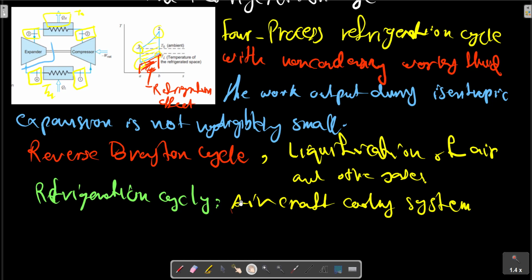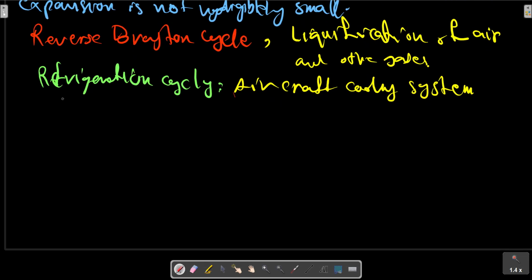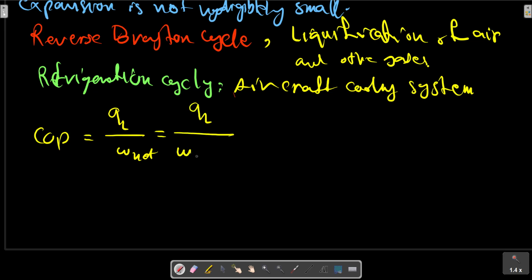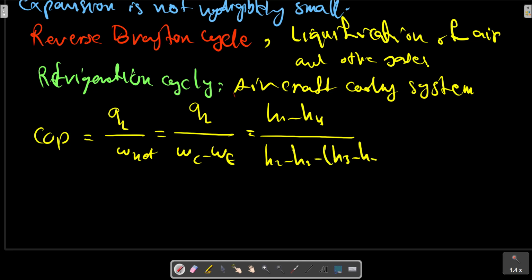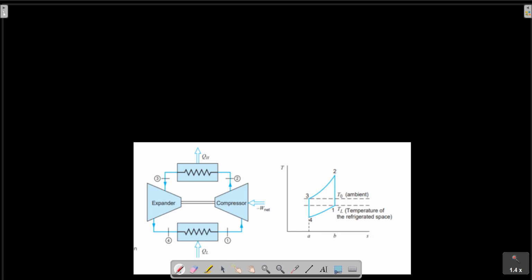So we have COP equals QL over W compressor minus W expander, which is H1 minus H4 over H2 minus H1 minus H3 minus H4. Let me provide the picture again.